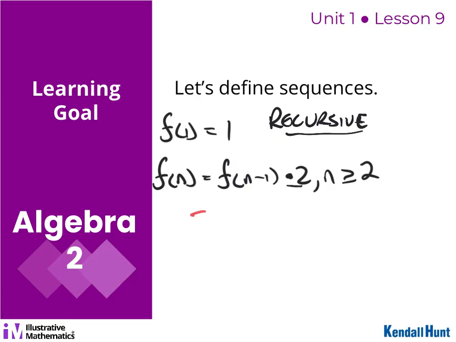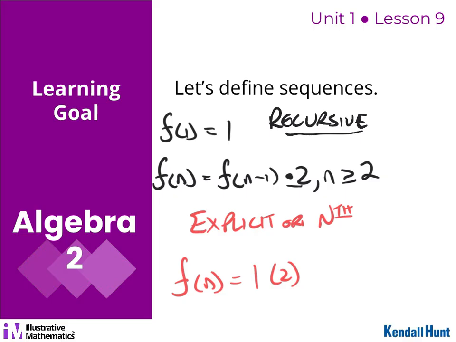Let's look at an explicit or an nth term. So now, for the same sequence, we will have f of n equals 1 times 2 to the x power. That's it. 1 times 2 to the x power. I really don't need that dot in the middle between a 0 and a 1 because whenever a number is outside of a parentheses, it automatically means to multiply.